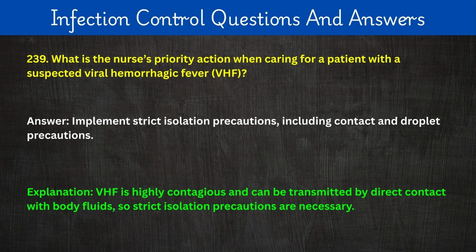239. What is the nurse's priority action when caring for a patient with a suspected viral hemorrhagic fever, VHF? Answer. Implement strict isolation precautions, including contact and droplet precautions. Explanation. VHF is highly contagious and can be transmitted by direct contact with body fluids, so strict isolation precautions are necessary.